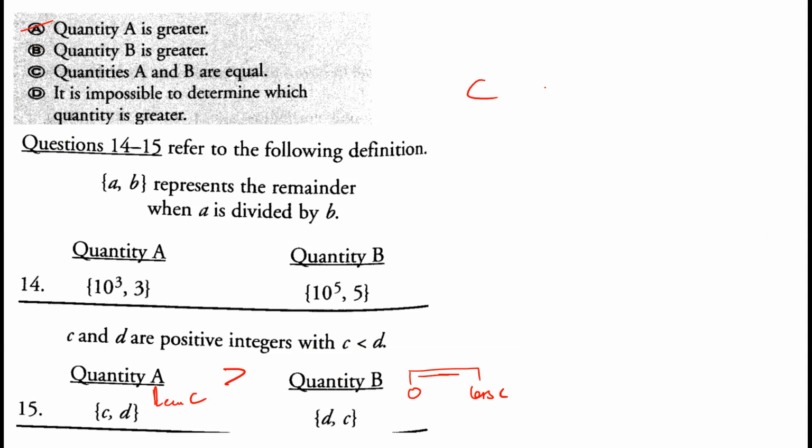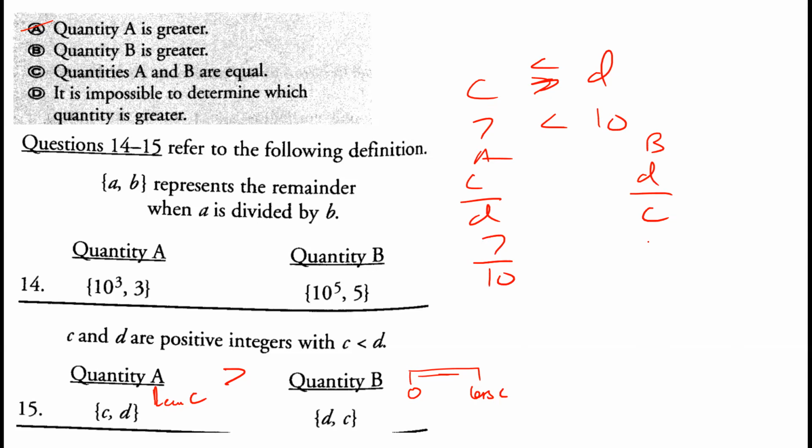So C is less than D. So we can have C as 7 and D as 10. This can be written as C over D, this is quantity A. And this is quantity B, which can be written as D over C. 7 over 10 or 10 divided by 7.